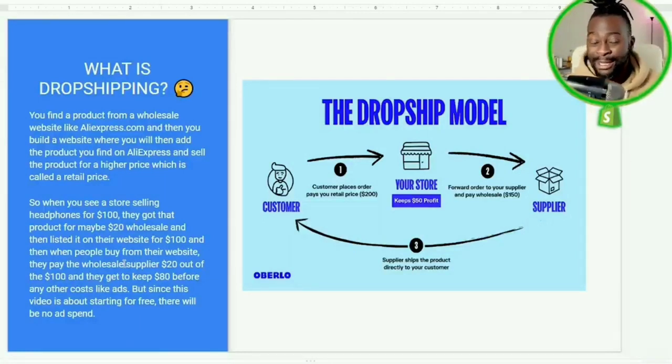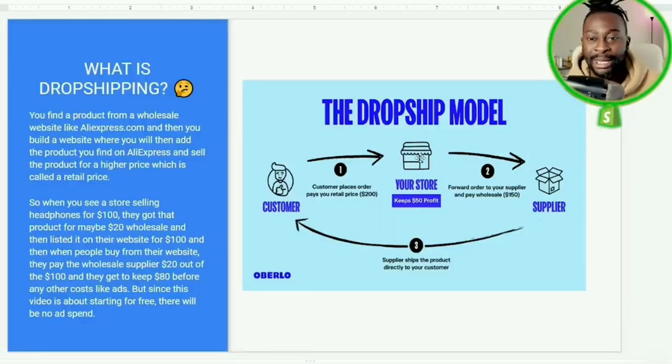Does that make sense? So whenever you see a store selling something at a price, like, oh my God, those earrings cost $60. It ain't cost $60. They got it for $10 on AliExpress and they're selling it to you for $60, and then they're going to keep that difference. So dropshipping is pretty much you just being the middleman.